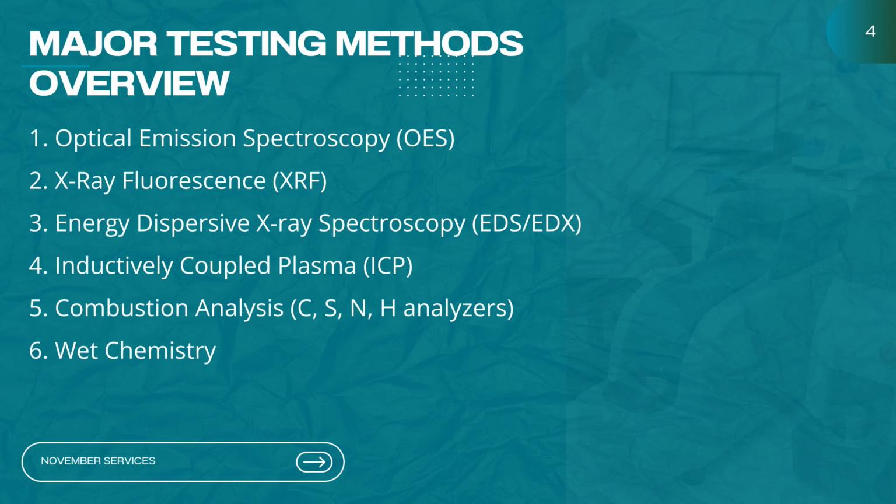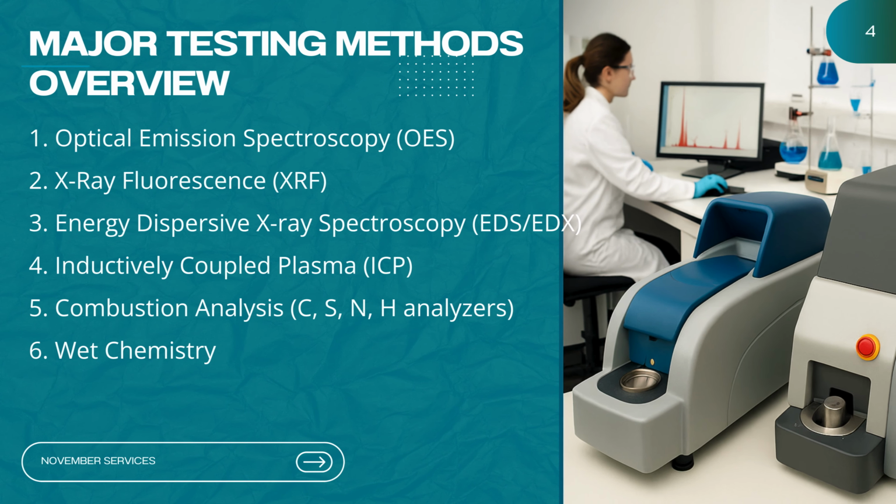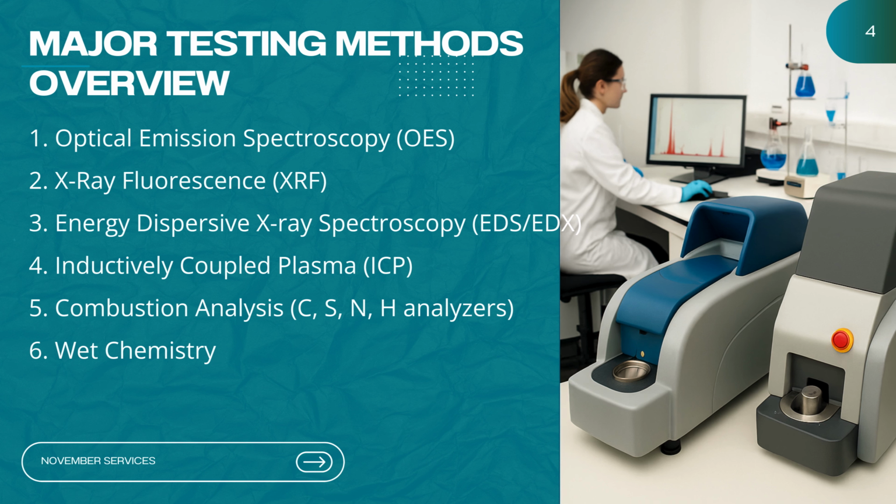Before we dive deeper, here's a quick overview of the major methods used in material composition testing. These include optical emission spectroscopy, X-ray fluorescence, energy dispersive X-ray spectroscopy, inductively coupled plasma, combustion analysis, and wet chemistry. We'll now look at each of these methods in detail, including how they work, where they're used, and what advantages they offer.